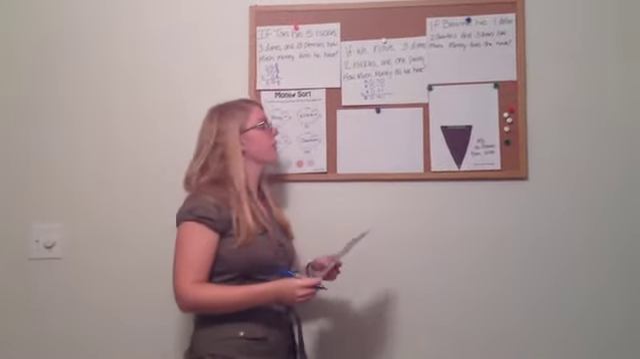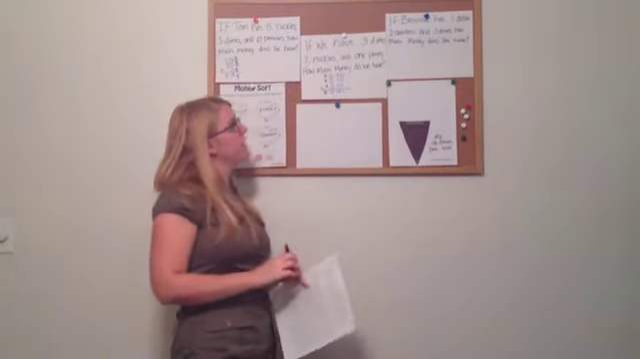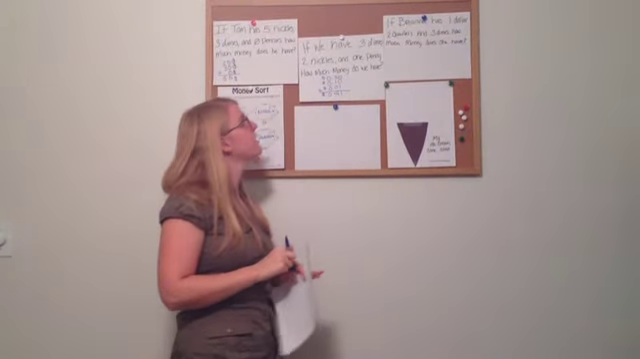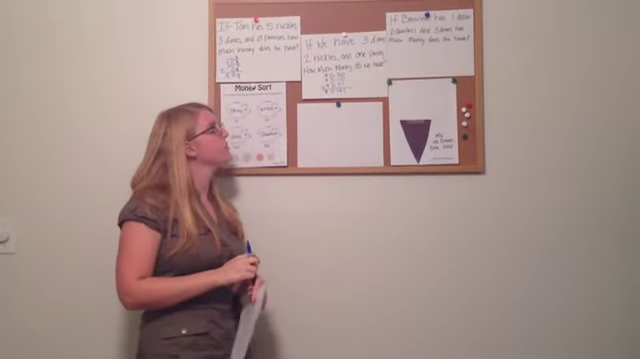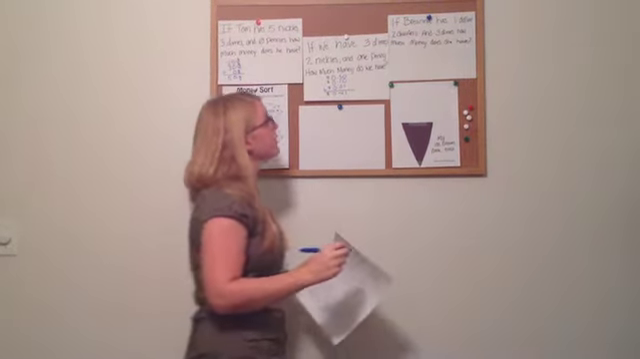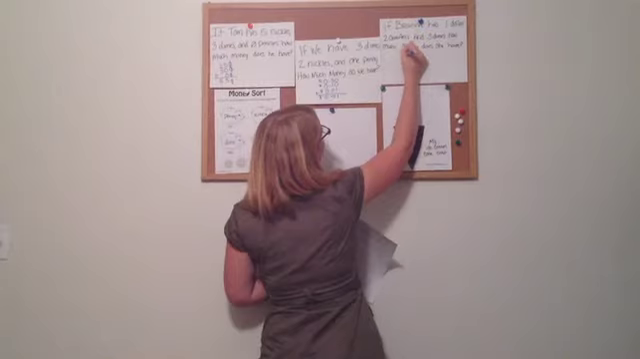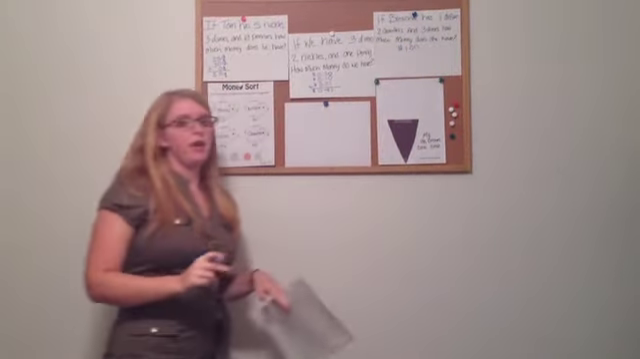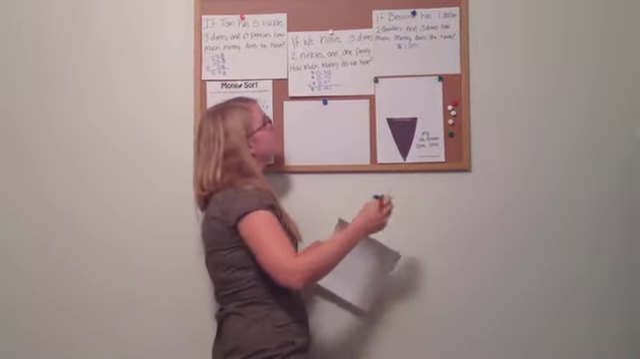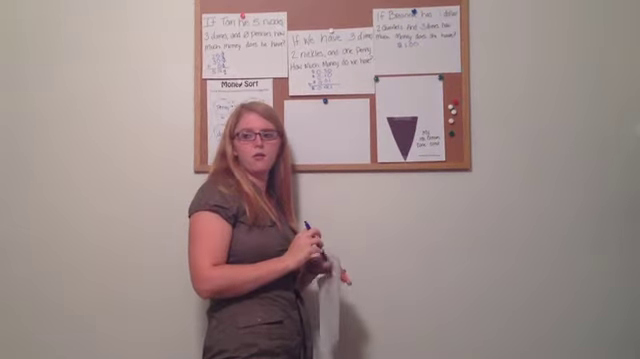Now on to our third problem. If Brenda has $1, 2 quarters, and 3 dimes, how much money does she have? First we have $1. We write that with the dollar sign. Second we have 2 quarters. How much does 2 quarters equal?